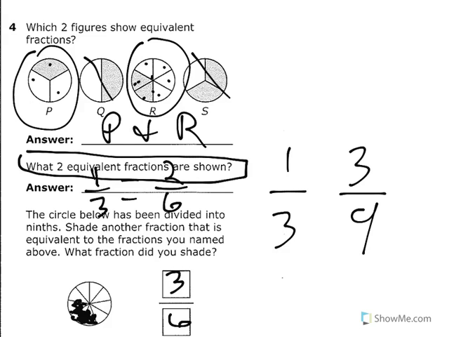Whenever we try to figure out if something's equal, always cross multiply. 1 times 9 is 9. 3 times 3 is 9. So 1/3, and I wrote 6 there, didn't I? Fix that. That is 3/9.